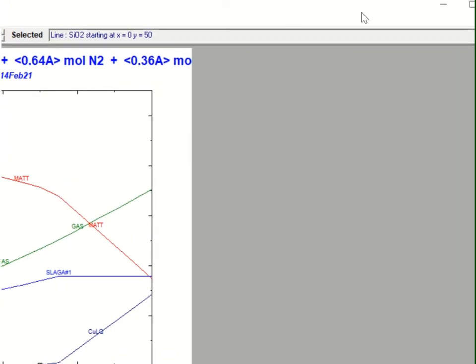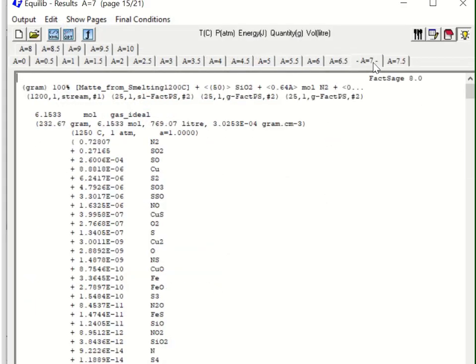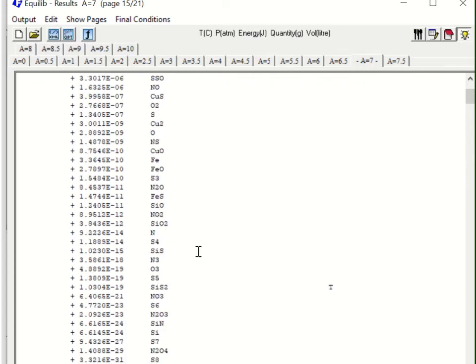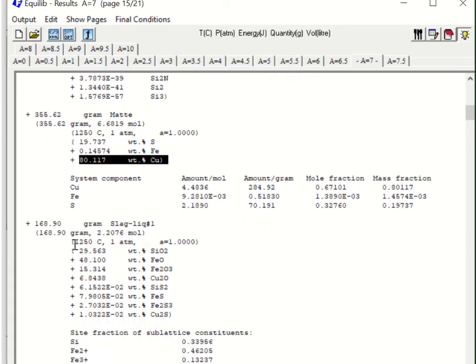Okay, now let's close it, and let's go to the 7. Okay, so I have 0.14% of iron, and the copper is 80%. Okay, that's good. This is our target. And then we have this amount of the slag phase, and there's some loss of the copper.